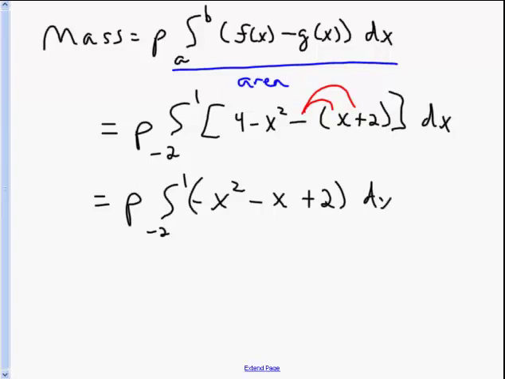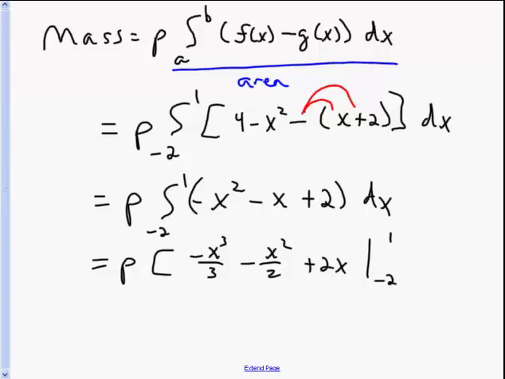All that dx. And so we go through and integrate each one of those pieces. So integrate negative x squared, integrate negative x, integrate 2. And so this would be rho times negative x to the third over 3 minus x squared over 2, and then plus 2x, all that evaluated from negative 2 to positive 1. And if you go through and do that, you're going to get 9 halves times rho.